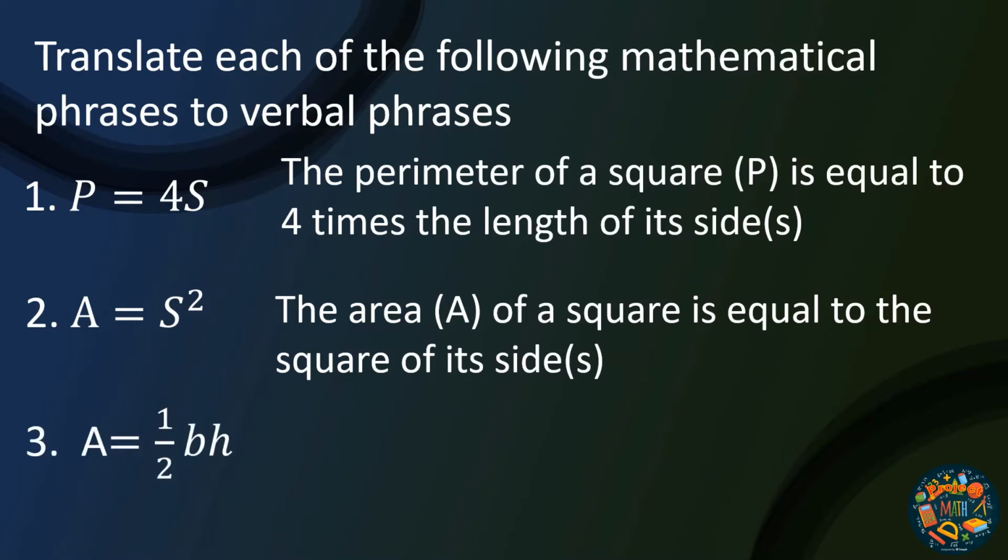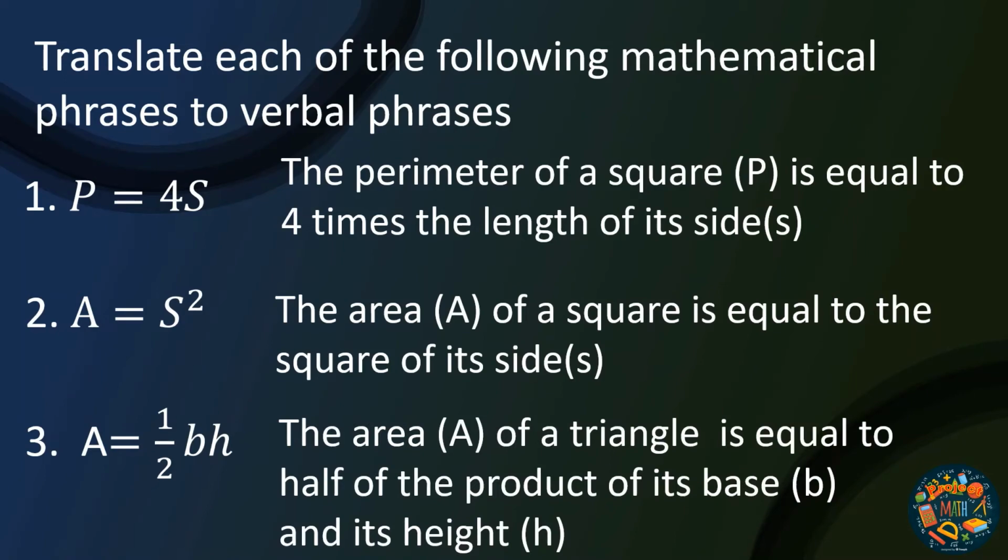Number 3. A is equal to 1/2 BH. Saan naman ginagamit ang formulang ito? Ang formulang ito ay ginagamit sa pagkuha ng area of a triangle. Kaya, the area A of a triangle is equal to half of the product of its base B and its height H.